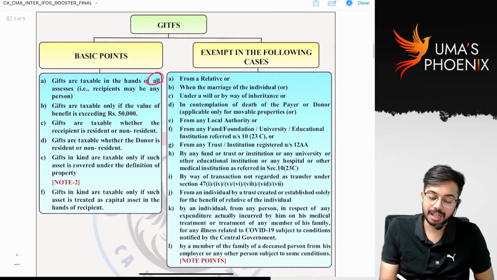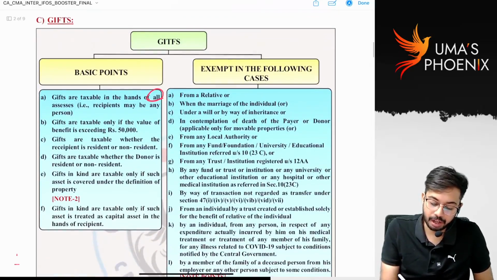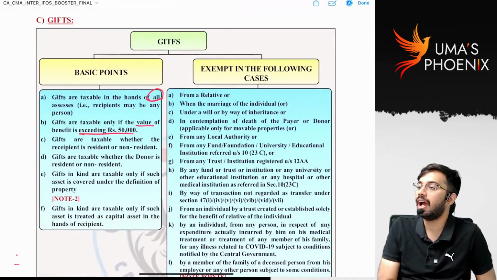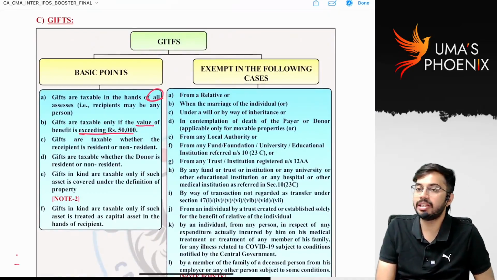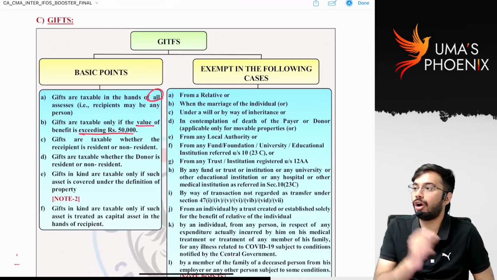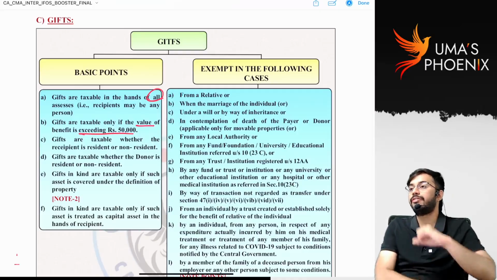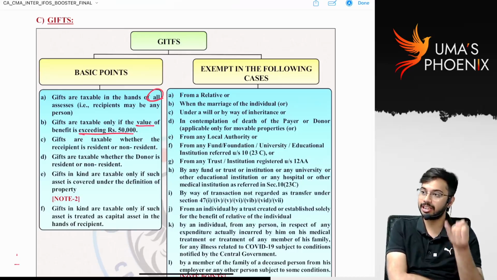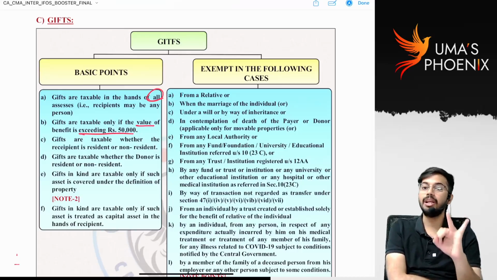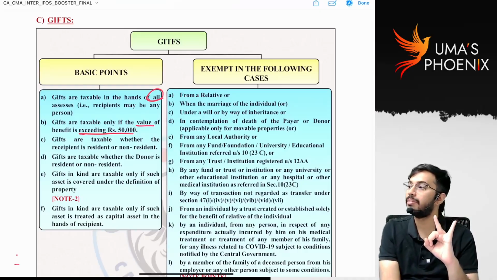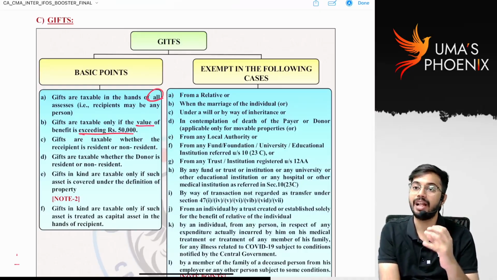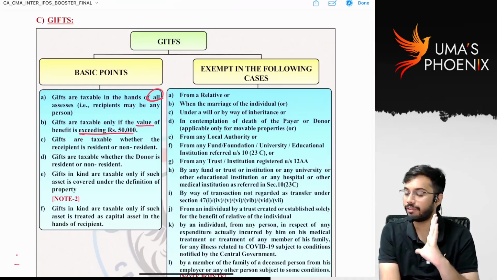Next, gifts are taxable only if the value of benefit is exceeding 50,000 rupees. Let's say I received a gift. I received a small gold coin. The value of the gold coin is 11,000 rupees. That gift is not taxable because the value of the gift is less than 50,000. So gift is taxable for all SSEs, and gift is taxable only if the value of the gift is more than 50,000. The value of benefit received is more than 50,000.